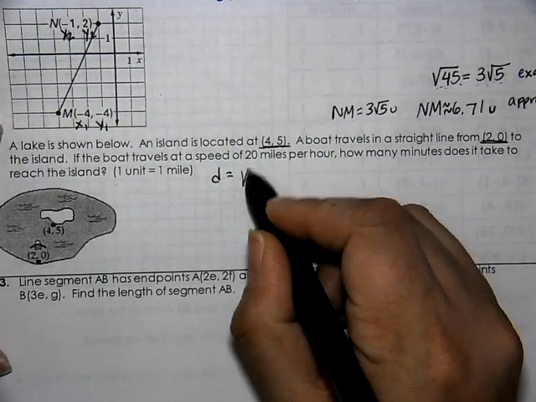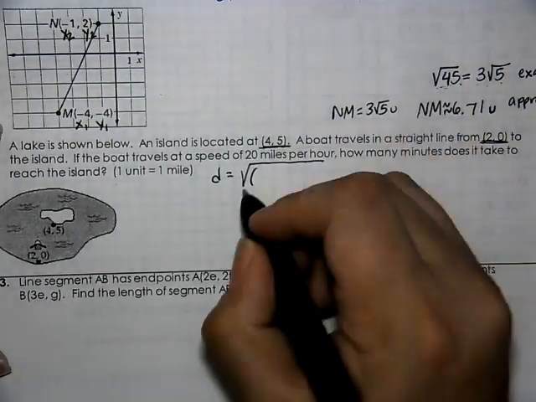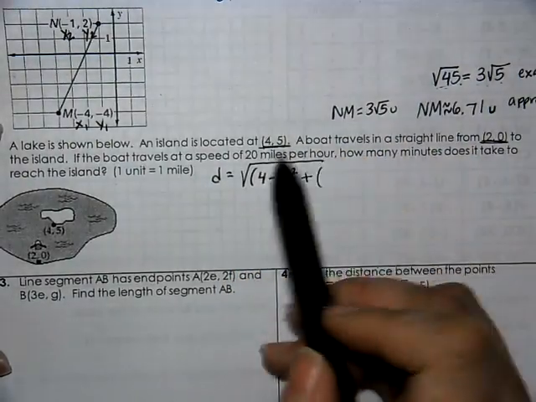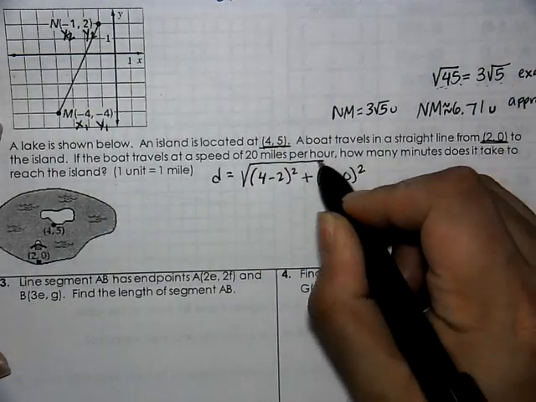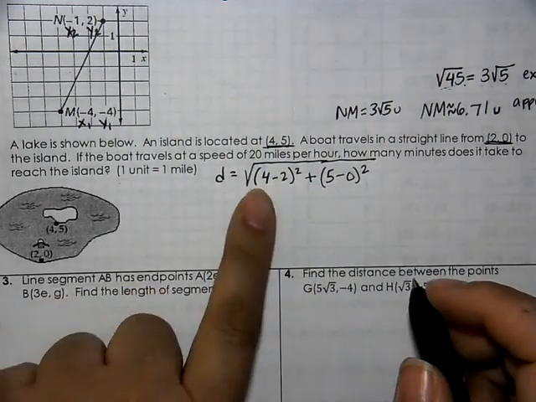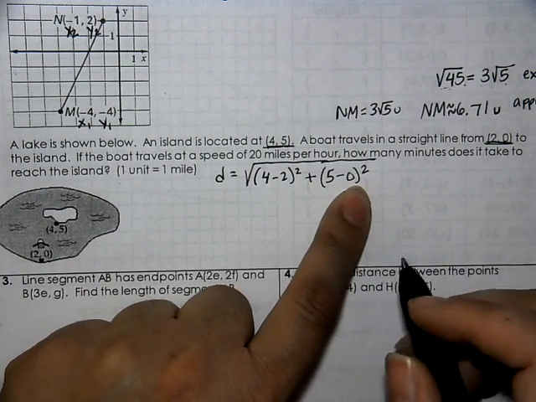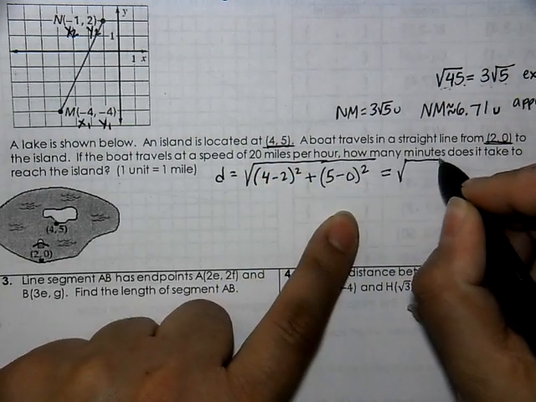It does not matter which one you put first or second, but just make sure you're always subtracting your x's and subtracting your y's. Don't mix the two up. So I did 4 minus 2, and then I would do 5 minus 0. But again, yours could look different from mine. When you first set it up, you could have done 2 minus 4, and then 0 minus 5. But no matter what, when you square those, we should both end up with the same answer.